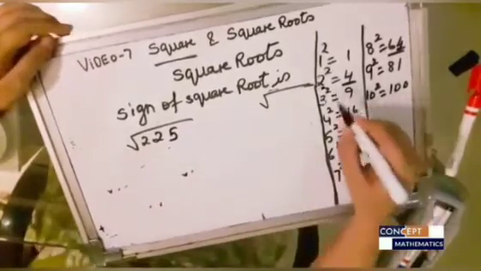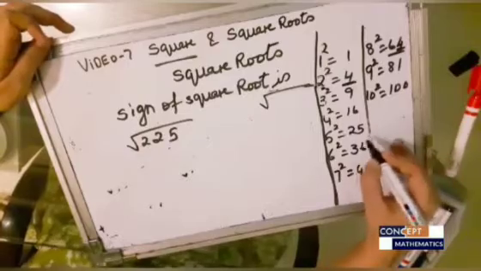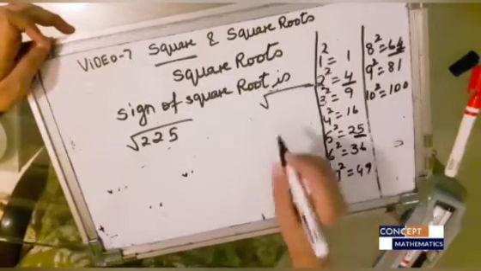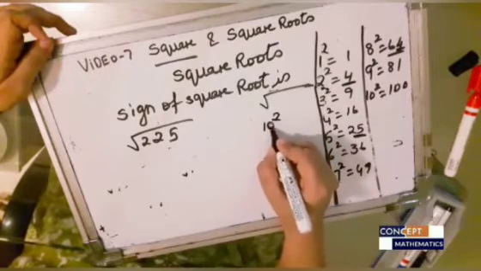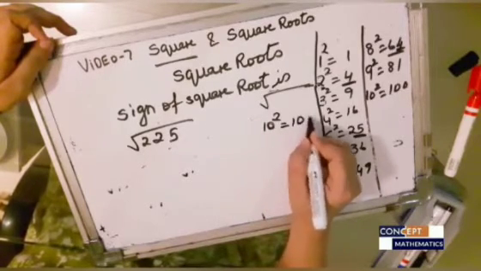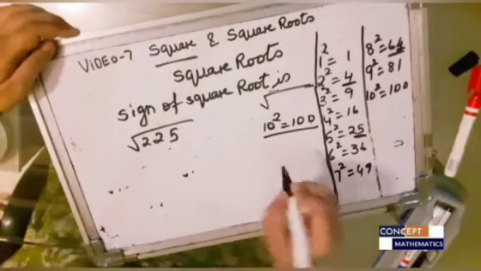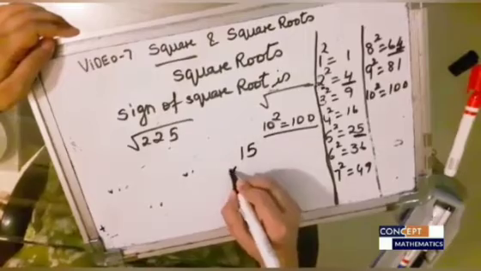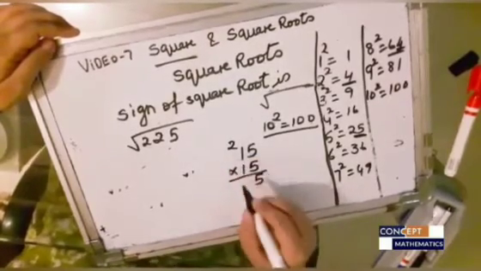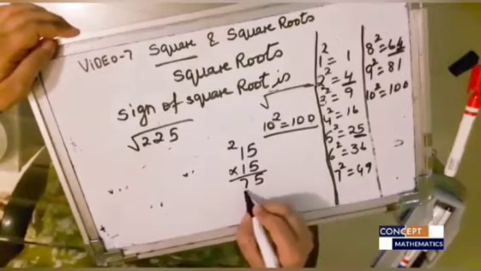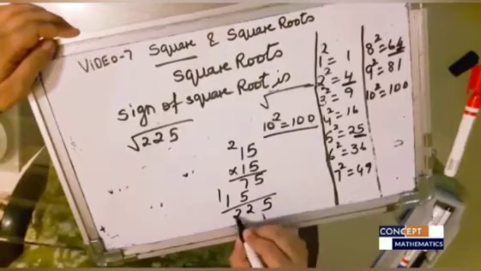So again we will check in the squares which number has the last digit as 5. So it is only 5 square. Till 10 square you won't get 225 because 10 square is 100, so this is not possible. So the next option that you can try is 15 into 15. 5 5s is 25. 1 5 is 5 and 2 is 7. 1 5 is 5 and 1 is 1. So 5 and 7 plus 5 is 12 and 225.